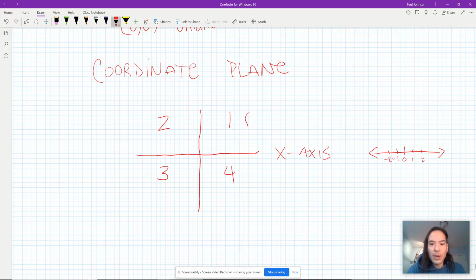For quadrant 1, all your numbers will have a positive x and a positive y. For quadrant 2, you would have a negative x and a positive y. Quadrant 3, you'd have a negative x and a negative y. And then on quadrant 4, you would have a positive x and a negative y.